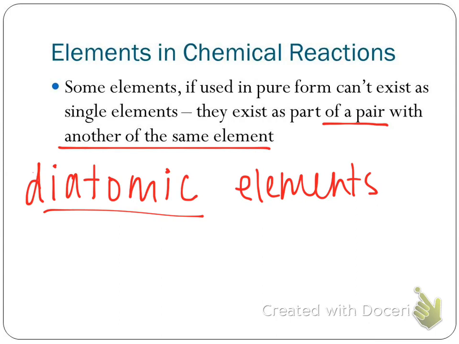Okay, they are not stable enough, which means they're very reactive. And if they were to exist by themselves, they would react with too many things, right? They would go pair with whatever they could. So if we want to look at them by themselves, they have to exist as a pair. And these are called the diatomics. Does anyone know any of the diatomics?